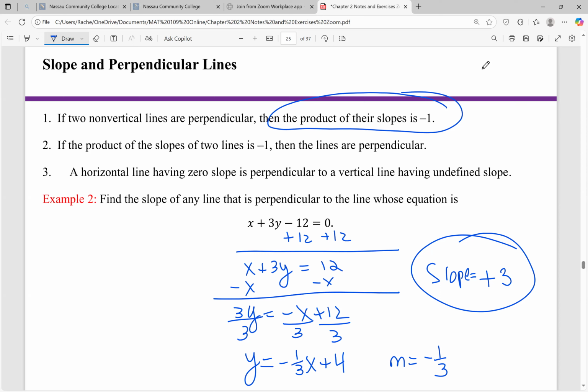And we'll do an example where we have to come up with the equation of a perpendicular line, and then we can plot them. But any line that has a slope of 3 is going to be perpendicular to y equals -1/3 x plus 4.